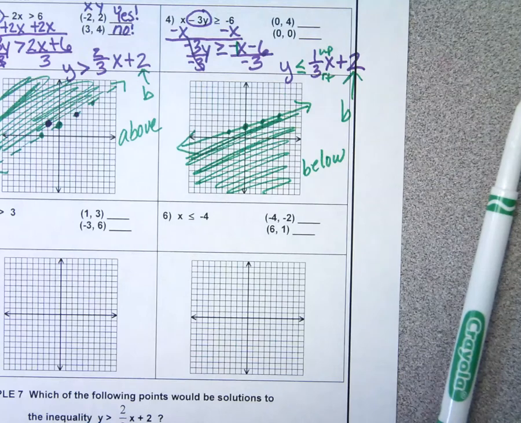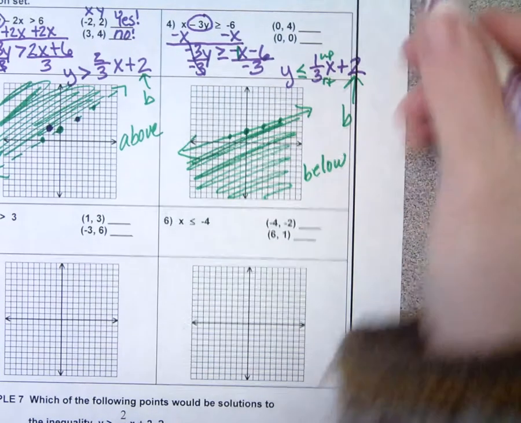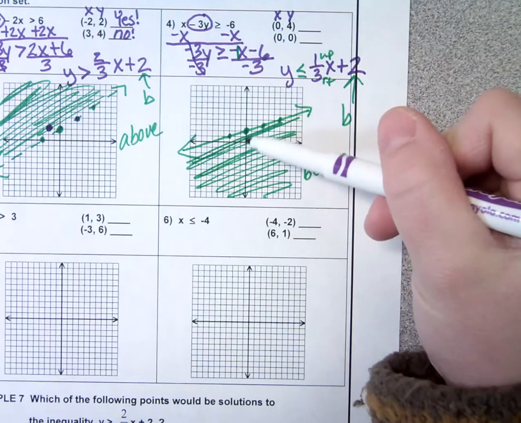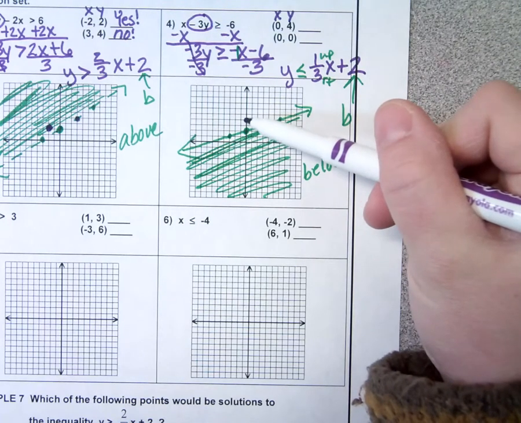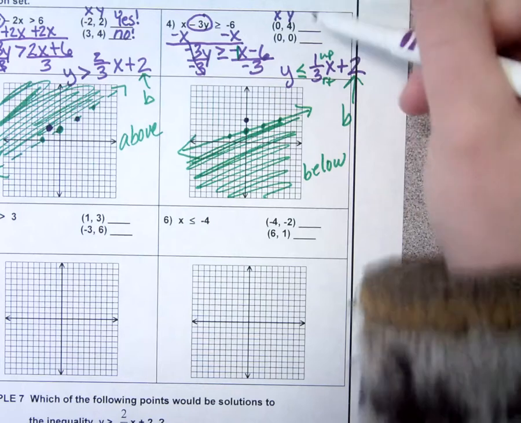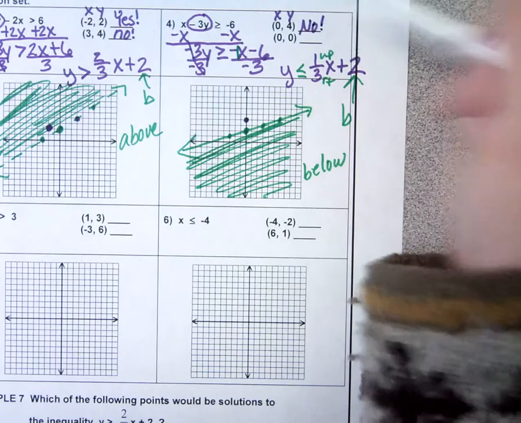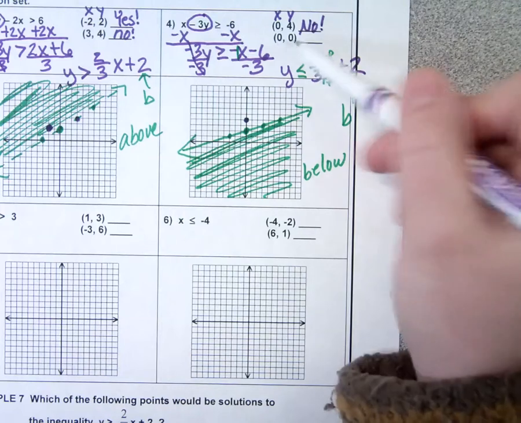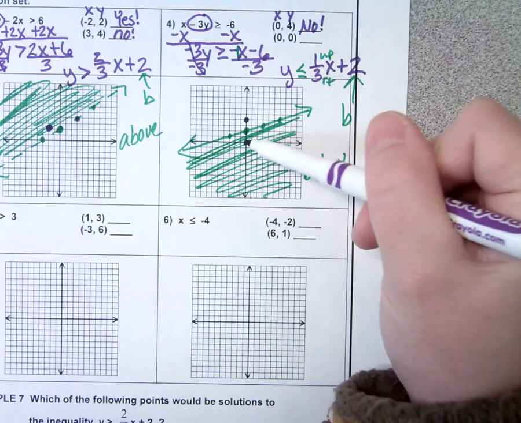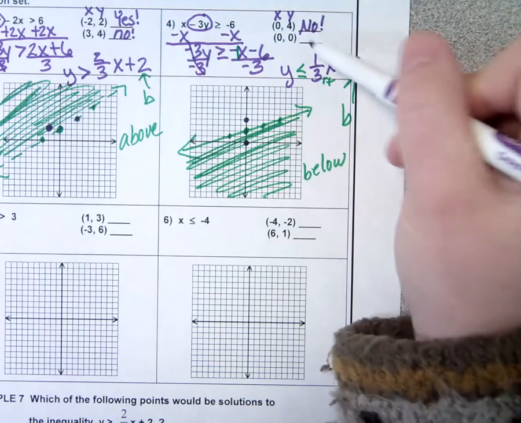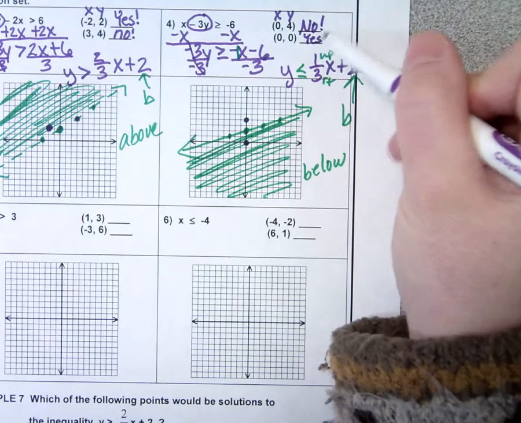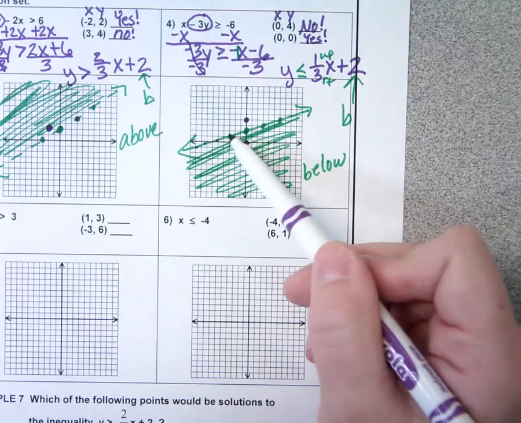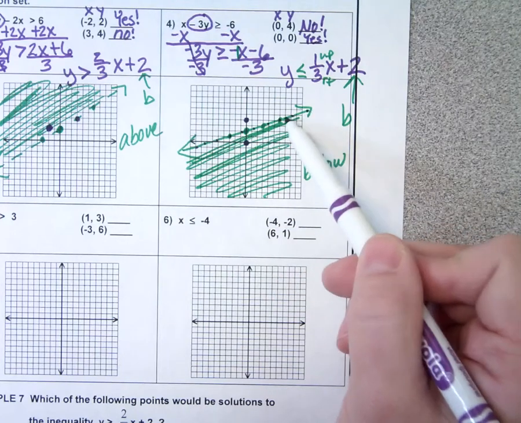Okay, first thing I want to check is 0, 4. So the x-coordinate is 0, the y-coordinate's 4. That means don't go right or left, go up 4. Is 0, 4 in the shaded section? No. So it's not an answer. It has to be in the shaded section to be a solution. 0, 0. That's right here. Is 0, 0 in the shaded section? Yes. So that is an answer. And also this time, because I have a solid line, every point on the line would also be a solution.